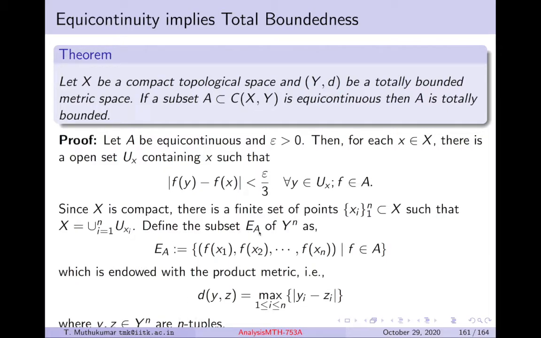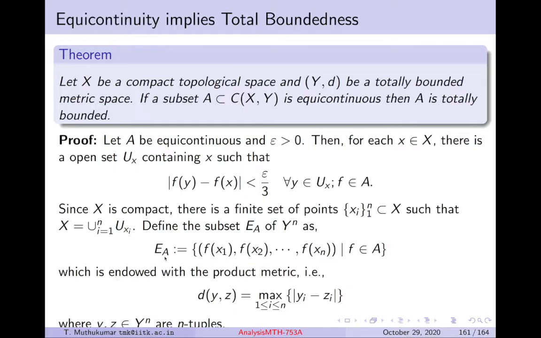Now define the subset E_A in the Cartesian product, the range Y power n. What is the subset E_A? You have the set A, a collection of continuous functions in C(X,Y). You take all f in A, and you have this finite number of points x_i. You look at the value of f at all the x_i's. That gives you an n-tuple, because there are n points. You take any f, look at its values at x_1, x_2 up to x_n, write down that tuple, and do that for all f in A. Then you have a subset in Y power n, call that E_A.